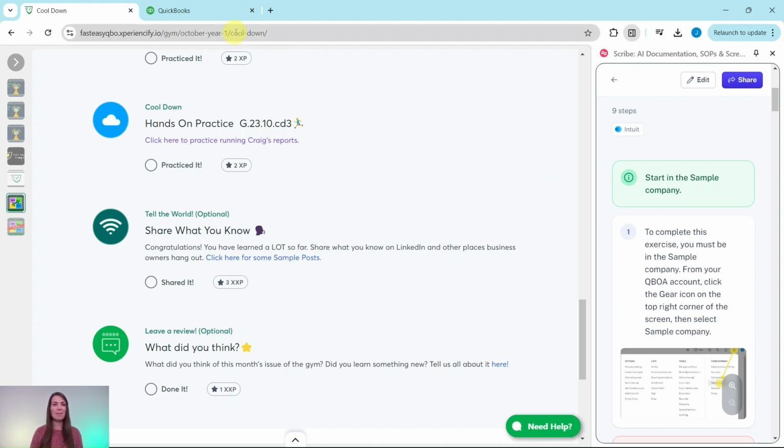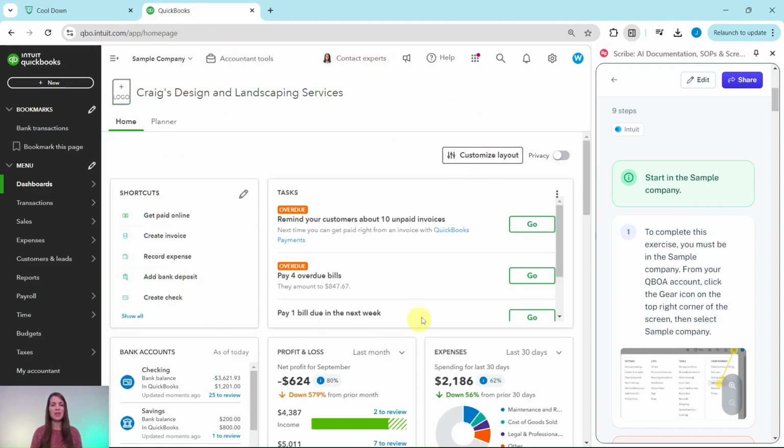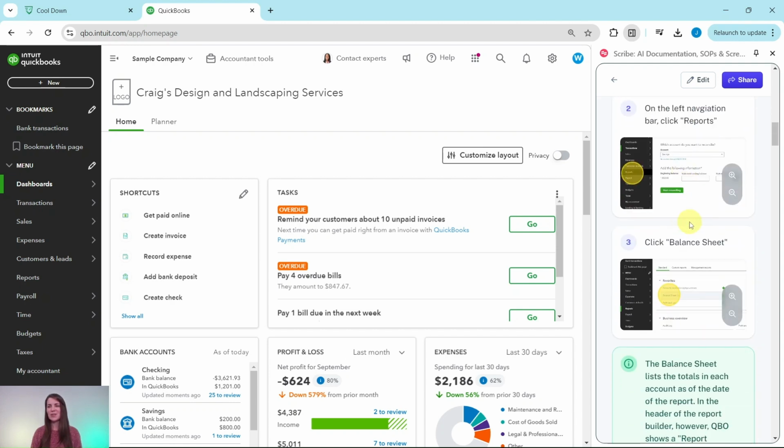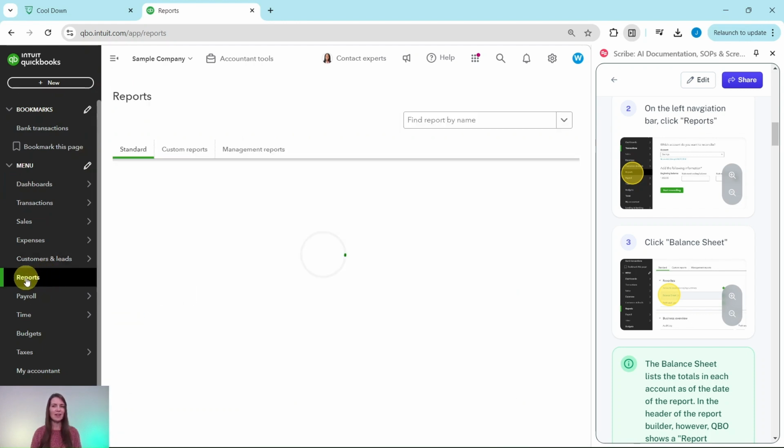I have the sample company here on the left side of my screen. Once you sign in, this is what it will look like. So let's go ahead and get started with this exercise. To get to the report center, on the left navigation bar, click on reports. The left navigation bar is this black bar here. Reports is halfway down. Go ahead and click on that.